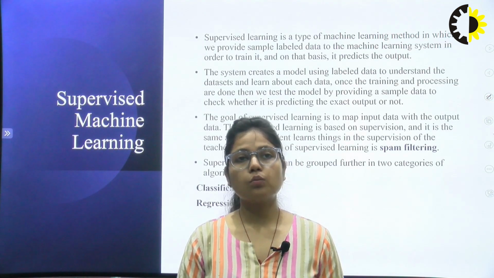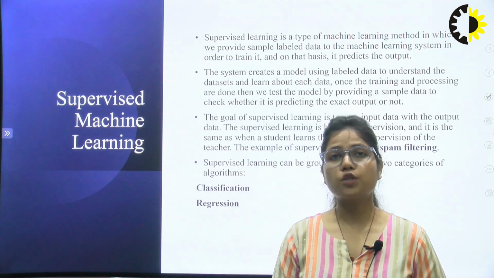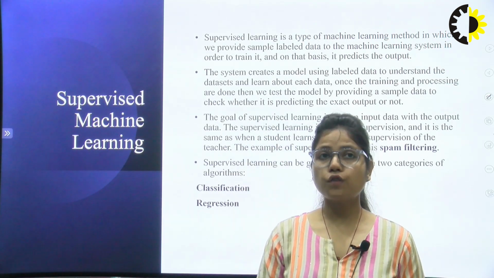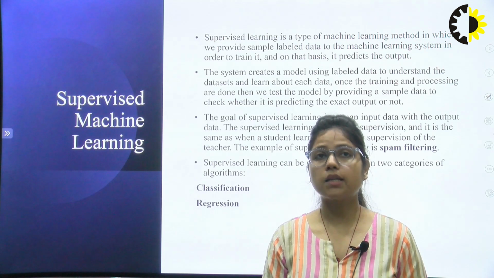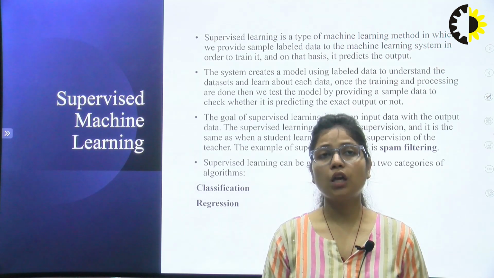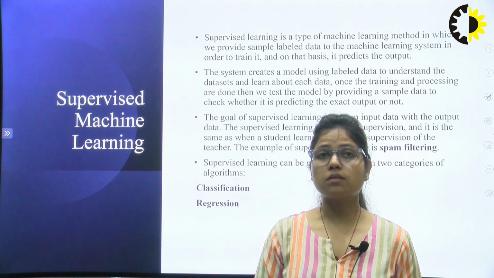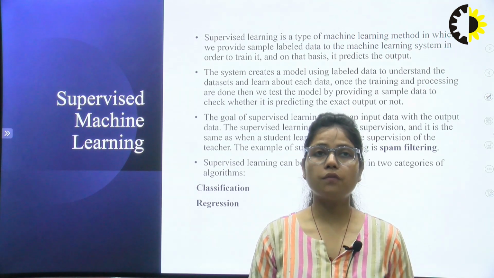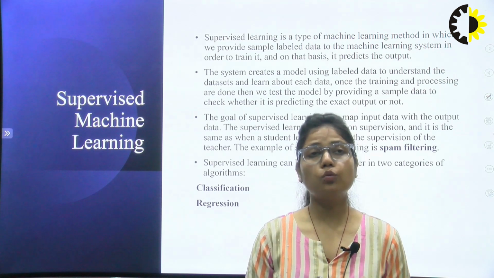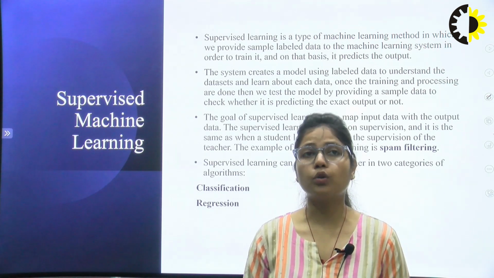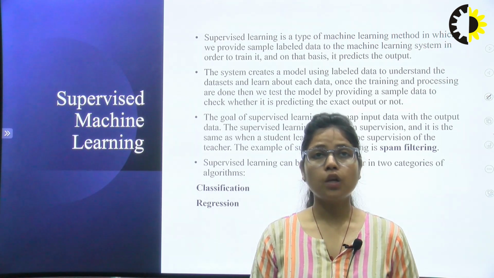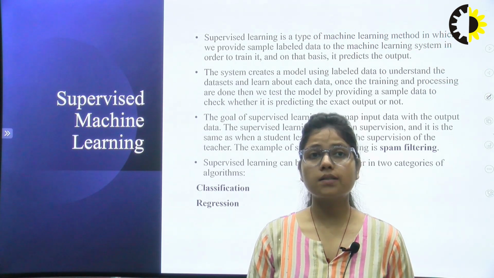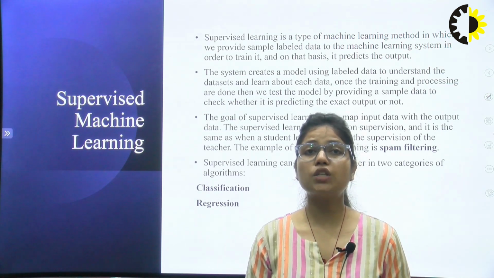Supervised learning. Supervised learning is a type of machine learning method in which we provide a labeled dataset to the machine learning system in order to train, and on that basis it predicts the output. Basically, we have input and output, and we need to map correct input to correct output. The system creates a model using labeled data to understand the dataset and learn from each data.